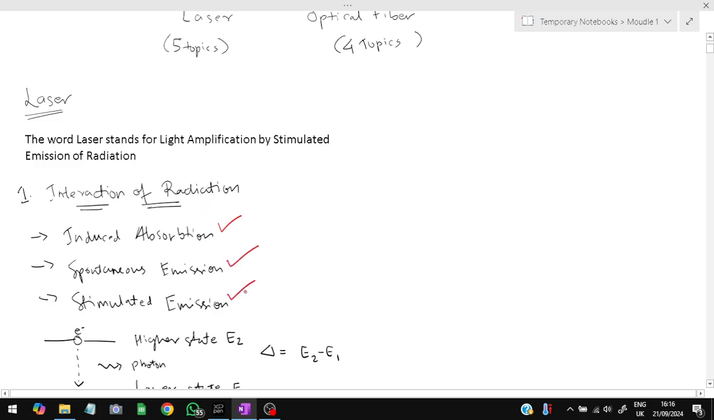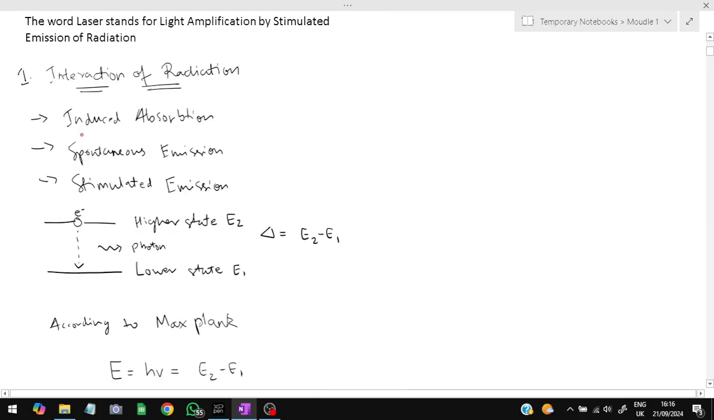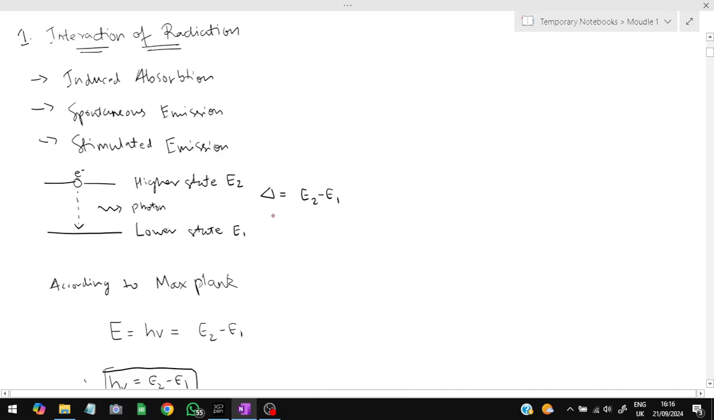and stimulated emission. So what is absorption? Absorption means getting something into it, absorbing it. Emission means getting something out of it. So what is induced absorption? Before discussing absorption and emission, let's discuss what causes the photon to emit.